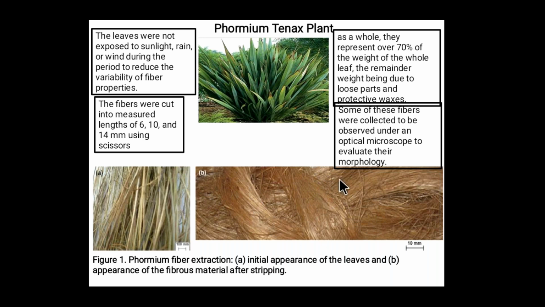Once the fiber was ready, without getting knots in it, we measured lengths of 6 mm, 10 mm, and 14 mm using scissors, with a measurement accuracy of plus or minus 0.1 mm. While cutting the fiber, some of the fibers were collected to be observed under the optical microscope to evaluate the morphology. The optical microscope figures I have shown in the coming slides.